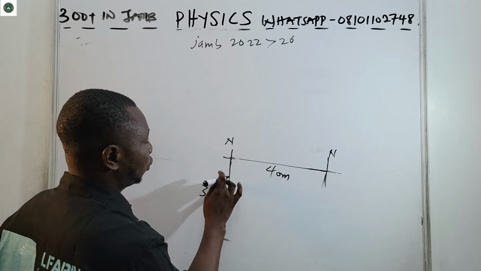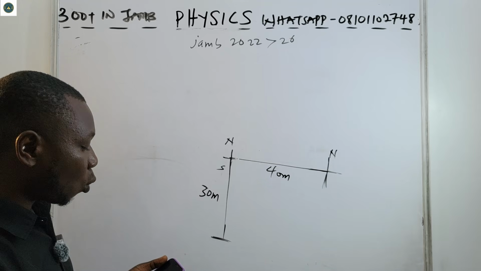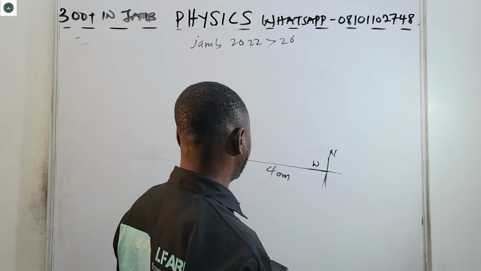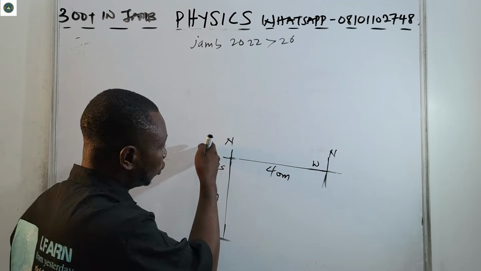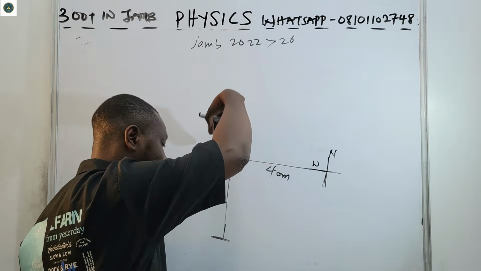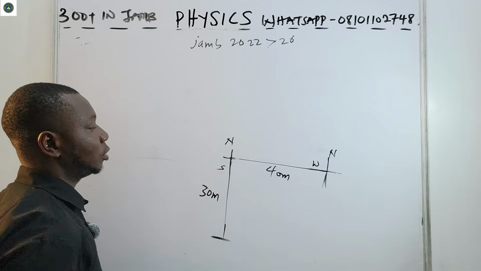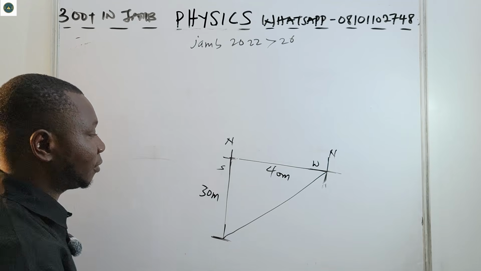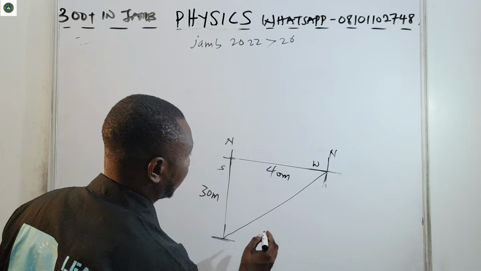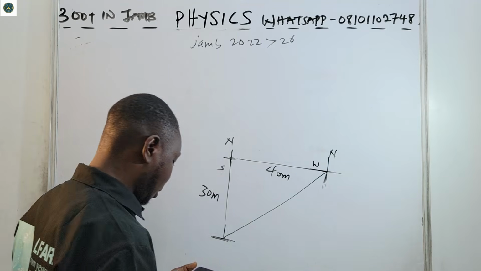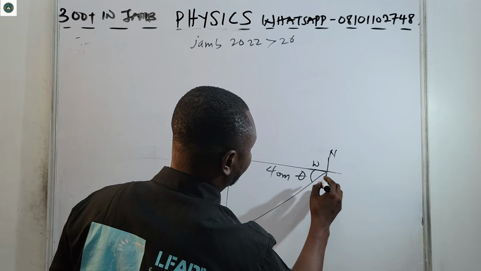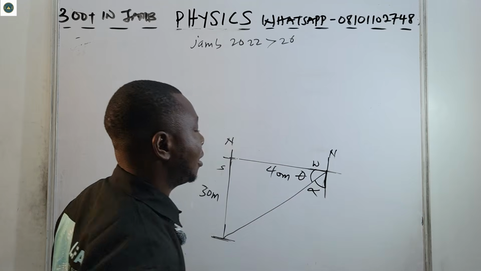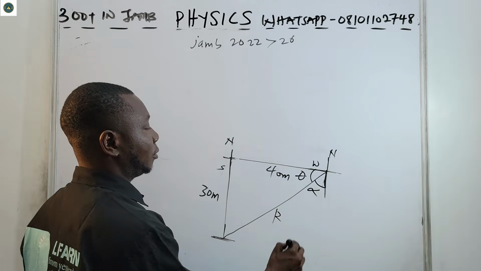If a man walks 40 meters due west, initially he walked due west. So this is west. When he got to this point, he has a new reference point. Then he turns and walks 30 meters south. Calculate his displacement. So we have displacement. Okay. So let's say we have an angle here, angle theta. If here is theta, let's say here is alpha. So we need the magnitude.